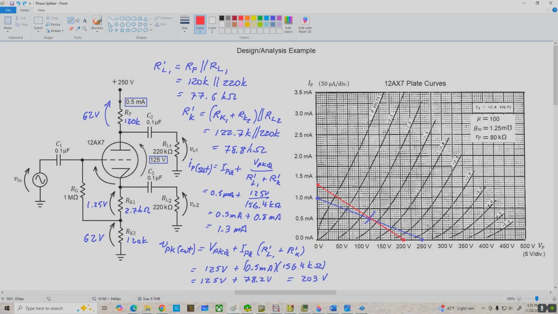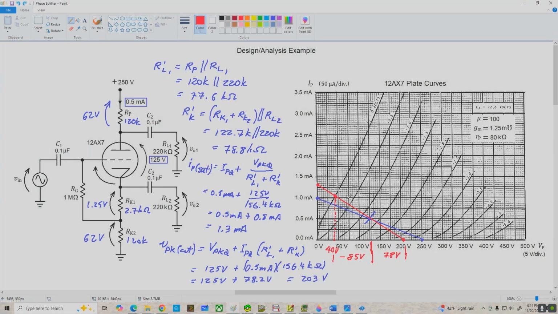And now we need to determine where the AC load line crosses the VG equals 0 curve, and that's right here. So if we drop down from there, it looks like we have a VPK minimum of about 40 volts or so. And at this point, we will use the distance from VPKQ up to the right end of our load line to determine VO max, and the distance from the Q point to VPK minimum to determine VO min. All right, so let's see what we've got here. About 203 minus 125, so we've got a 78 volt swing in the positive direction, and 125 minus 40, that's going to be negative 85 volts in the negative direction.